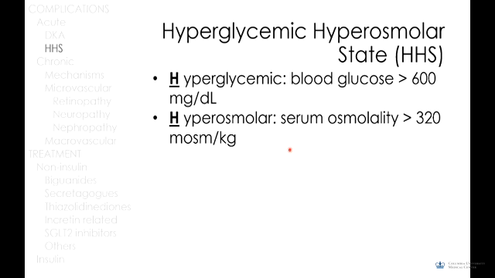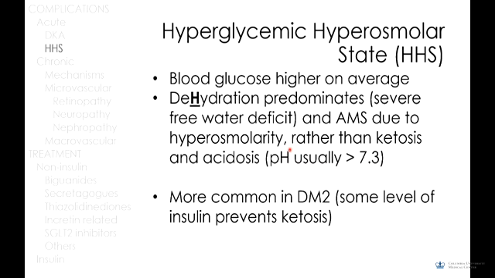Next, we're going to talk about HHS. So again, the acronym here will help you. H for hyperglycemia. This is much more prominent in HHS compared to DKA. So usually their blood glucoses will be quite extreme, over 600. And this is also predominantly characterized by a hyperosmolar state. So their serum osmolality will usually be above 320.